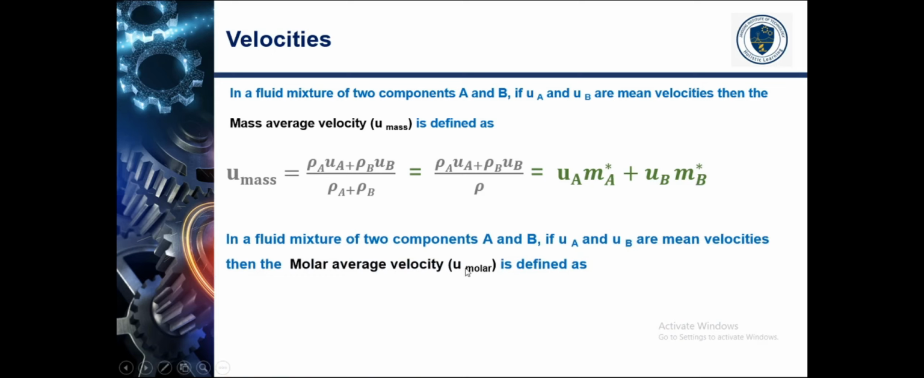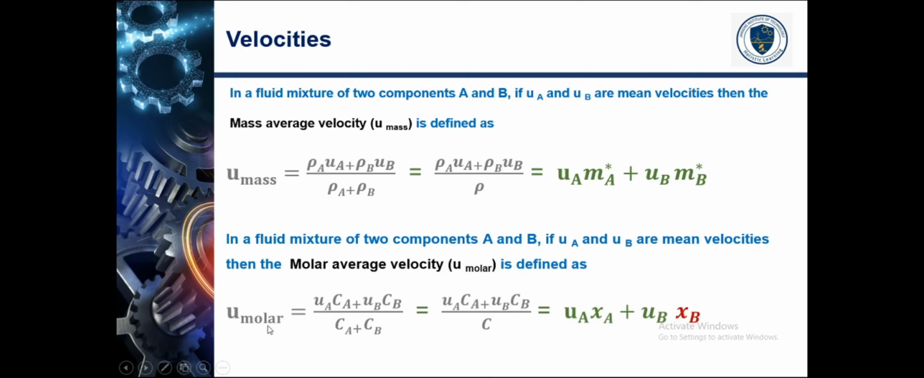So what is molar average velocity? In the same system which contains species A and species B, with an average velocity of species A as UA and species B as UB, the molar average velocity is calculated by using this relationship, that is U molar is equal to UA into CA plus UB into CB divided by CA plus CB. So again, by applying the summation rule, CA plus CB is equal to C. So here C will represent molar concentration.